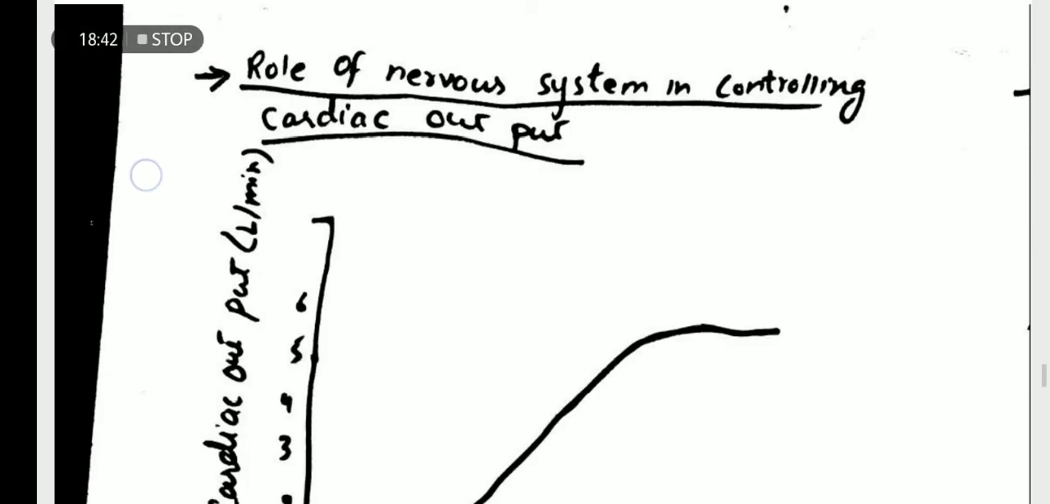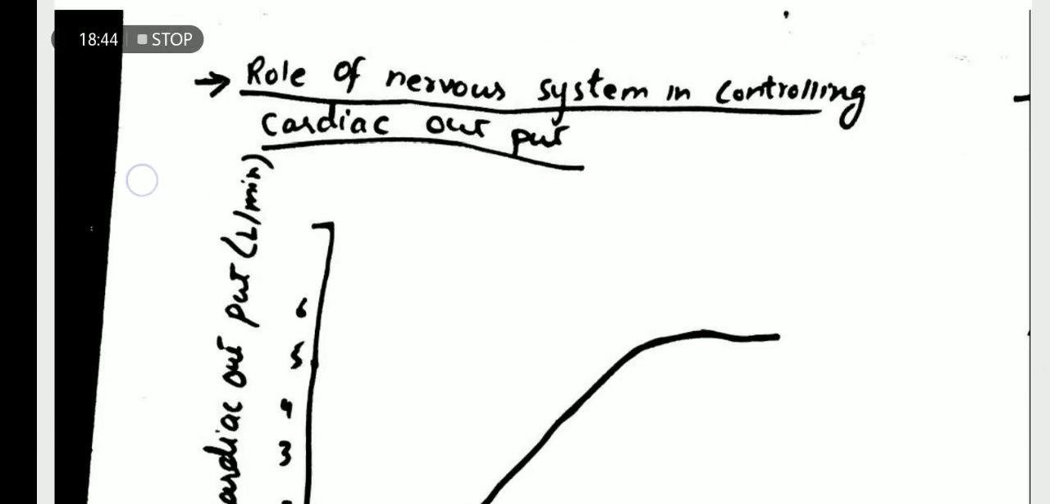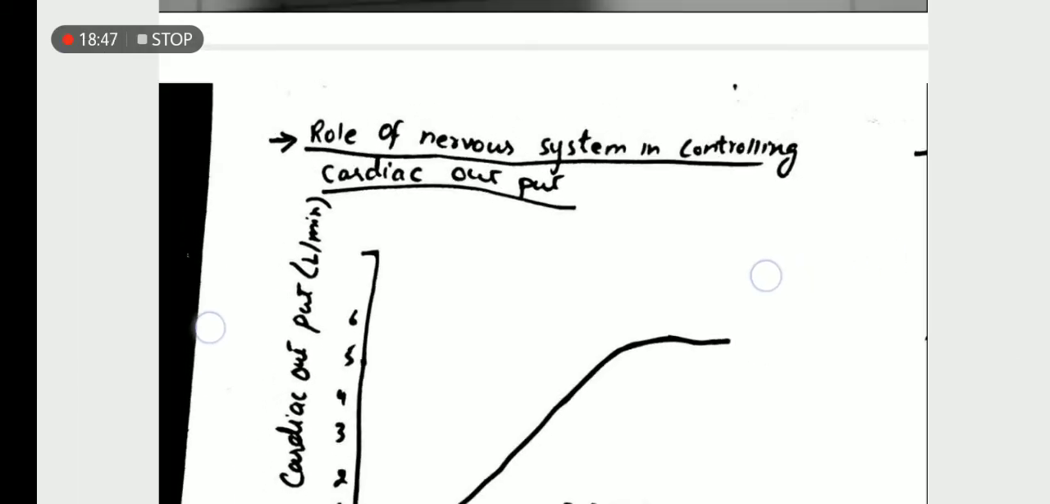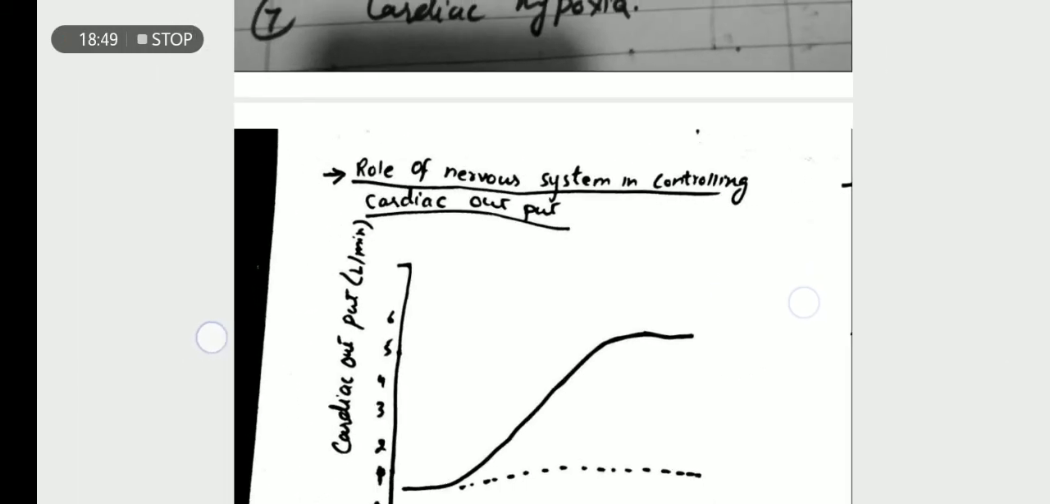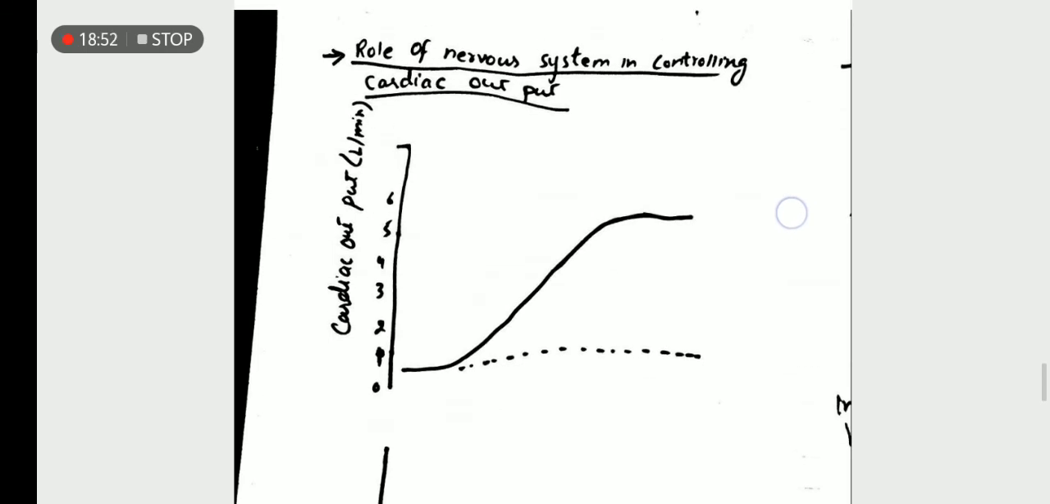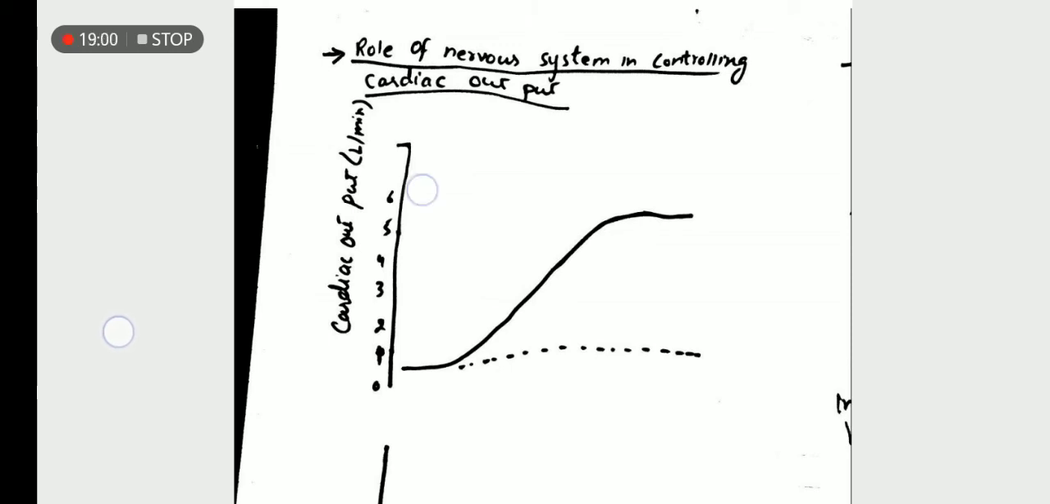Next is the role of nervous system in controlling cardiac output. I will explain you this with the help of a graph. Actually, this graph is the result of an experiment that was done on a dog administered with the drug dinitrophenol. Dinitrophenol increases the metabolism in all body tissues, and this increases the dilation of the blood vessel.